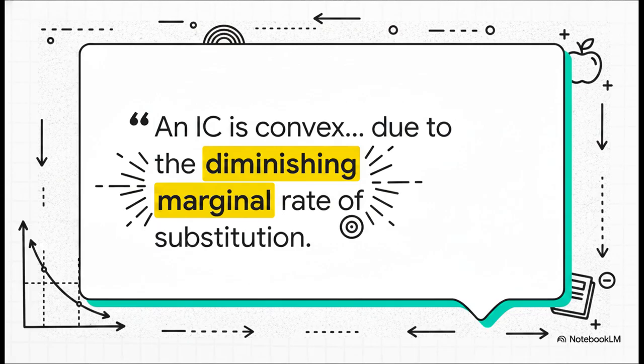Economic theory states this super clearly. An IC is convex to the origin. It bows inward to the origin due to the diminishing marginal rate of substitution. So this tells us that the curve doesn't just slope downward in a straight line. It bows cleanly inward towards 0. But why? The secret literally lies in that phrase at the end, the diminishing marginal rate of substitution.